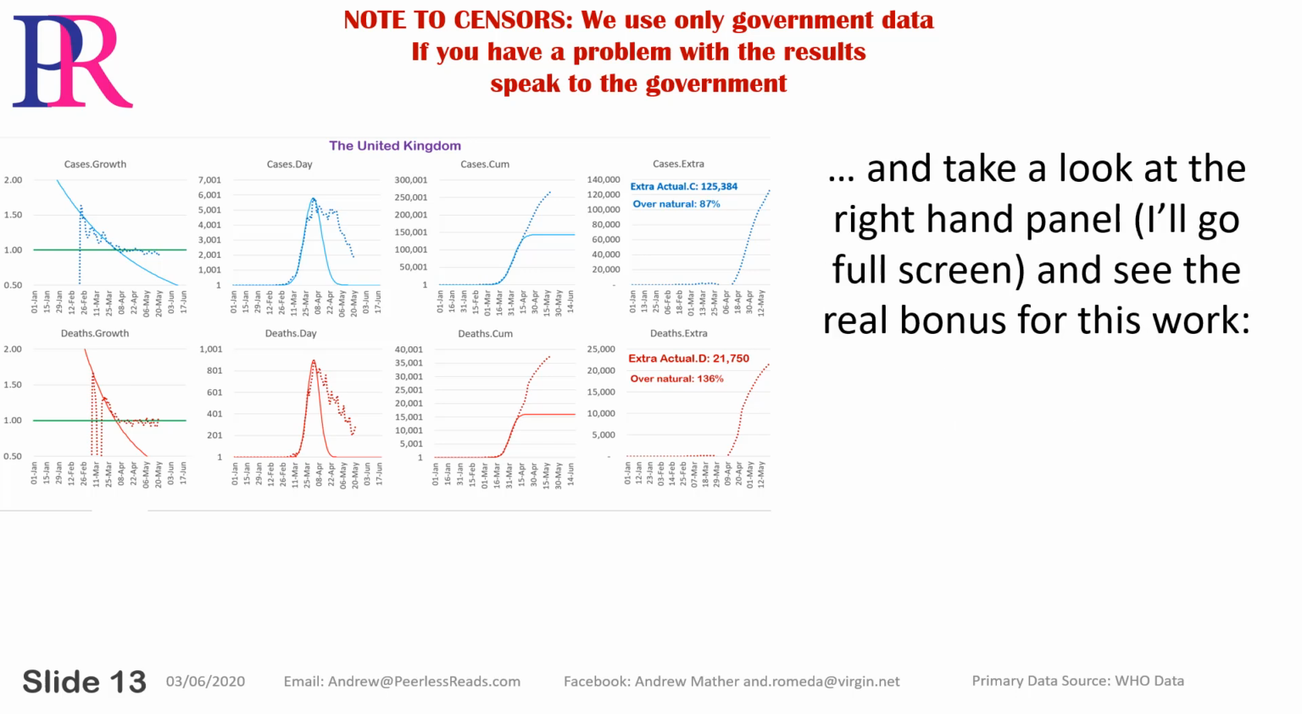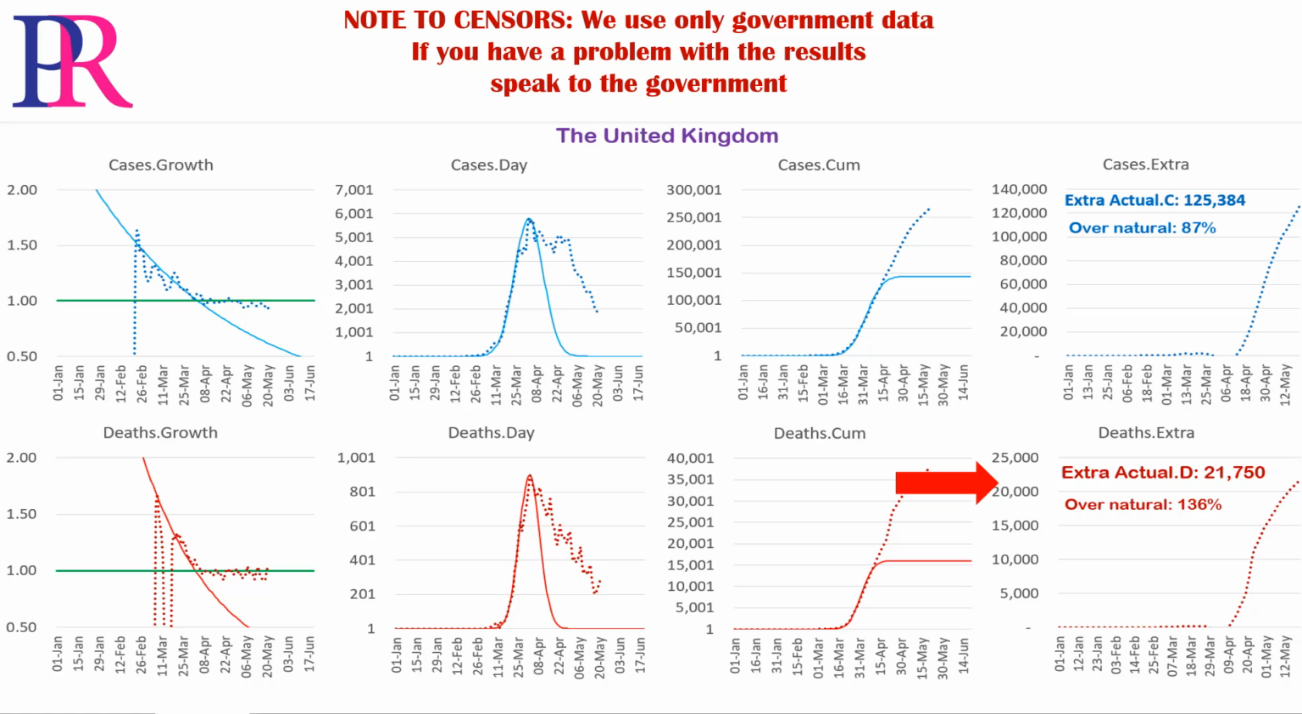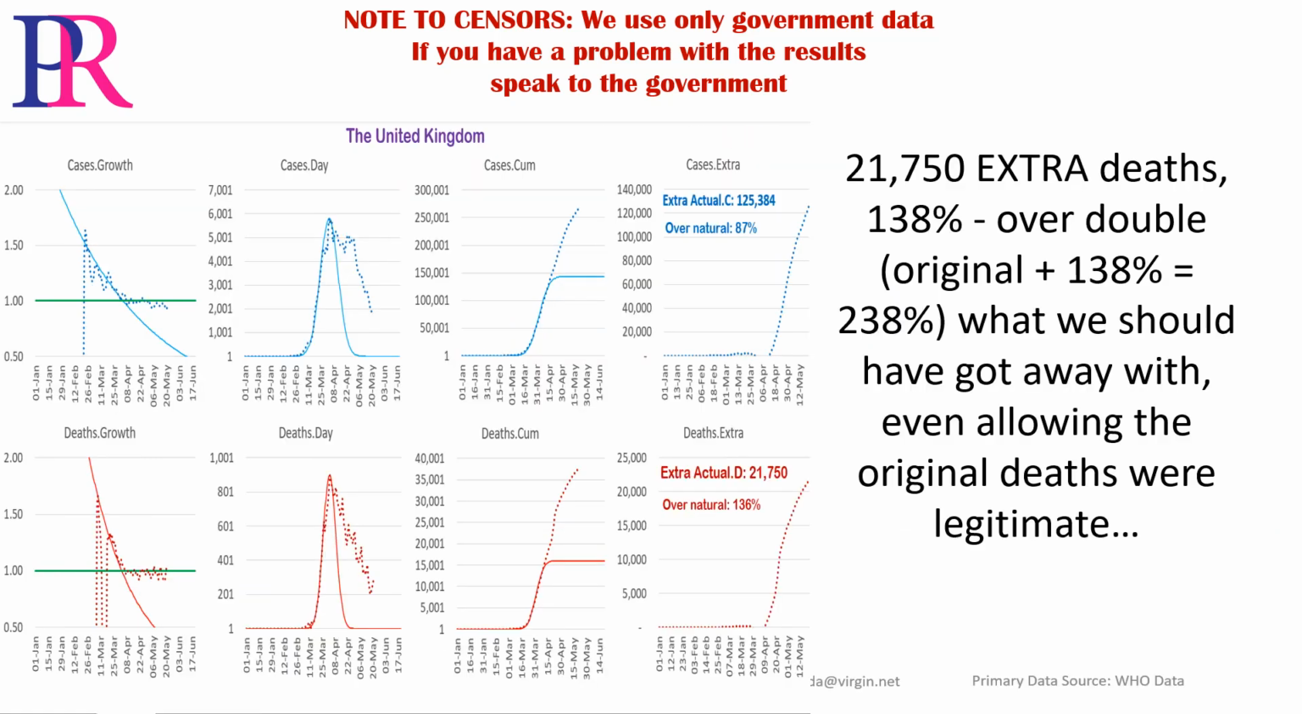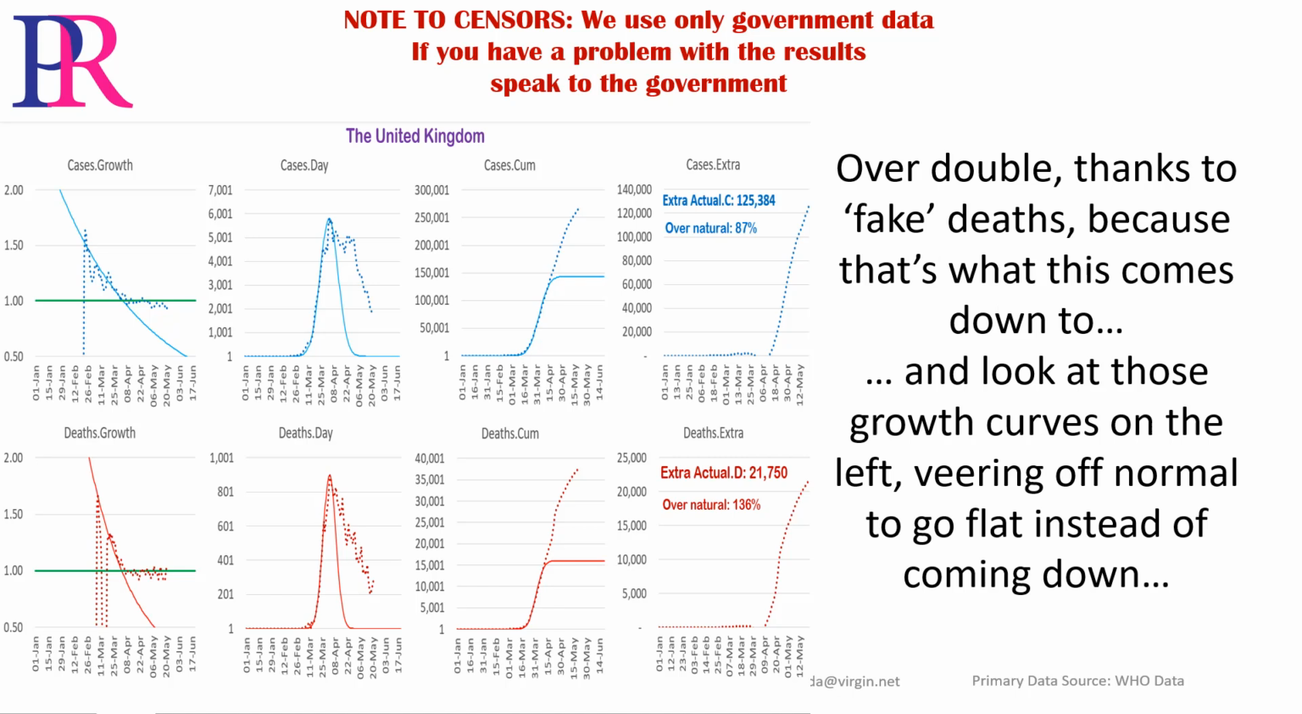And take a look at the right-hand panel. I'll go full screen and see the real bonus for this work. 21,750 extra deaths, 138% increase. More than double. Original plus 138% equals 238%. What we should have got away with, even allowing the original deaths were legitimate. Over double thanks to fake deaths, because that's what this comes down to.